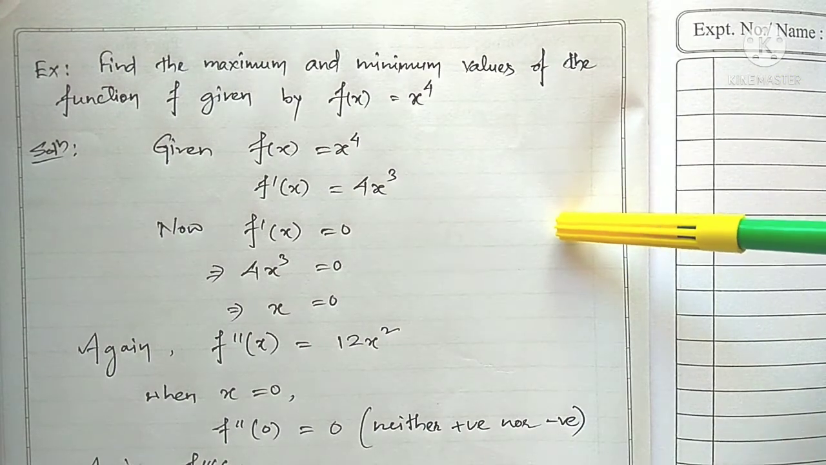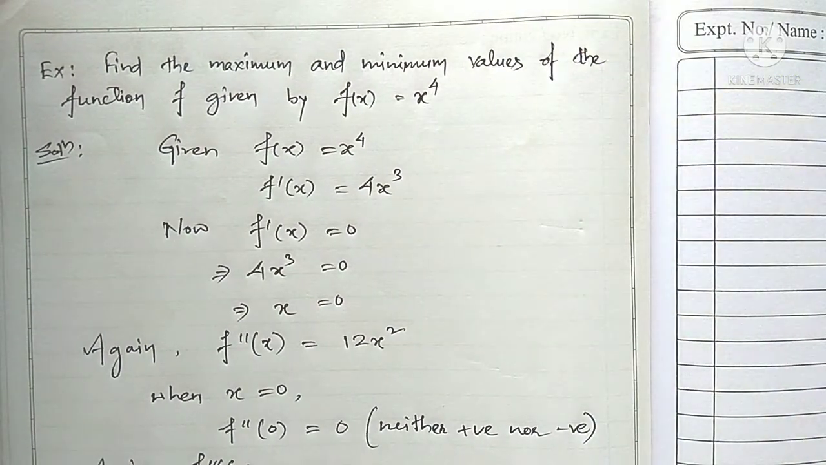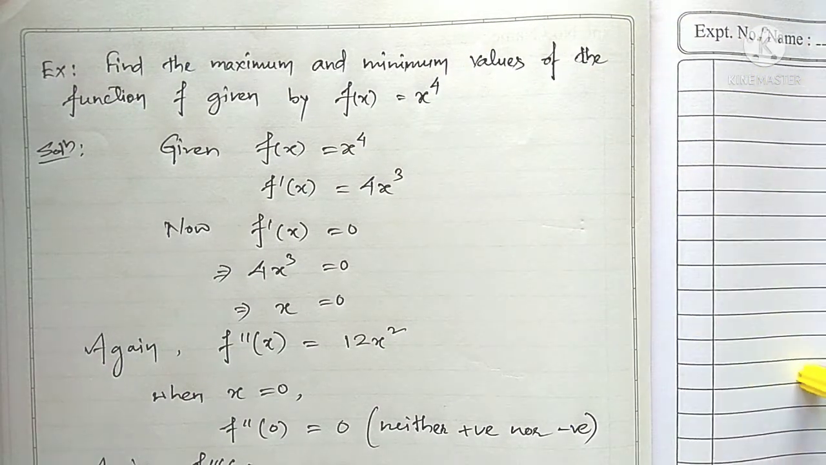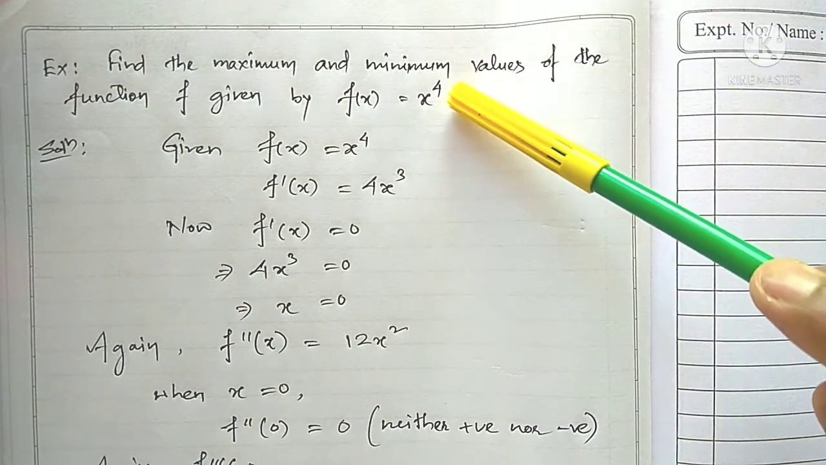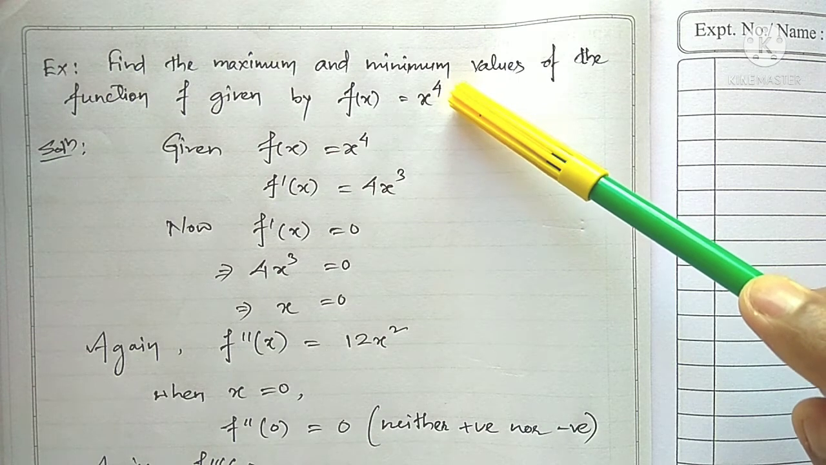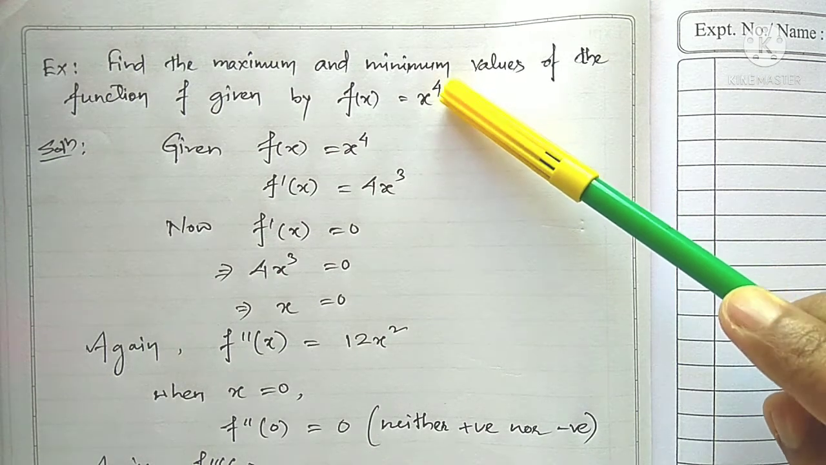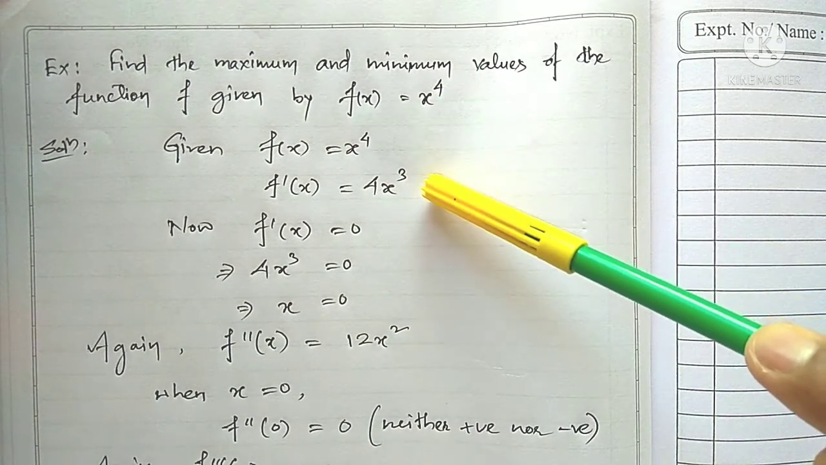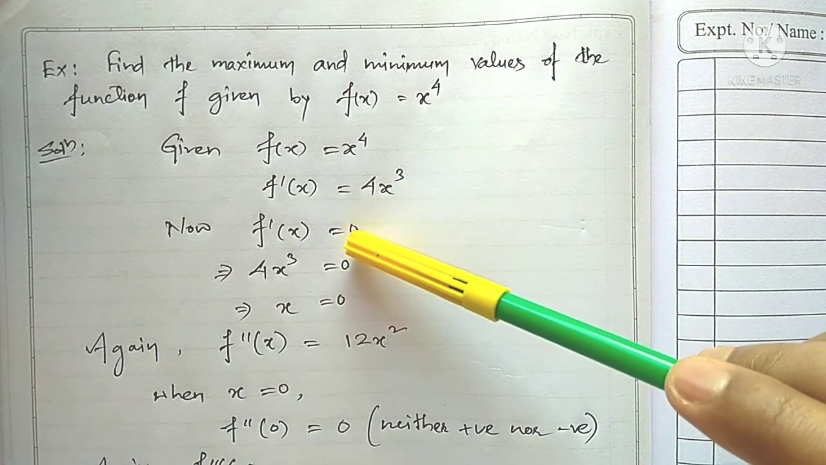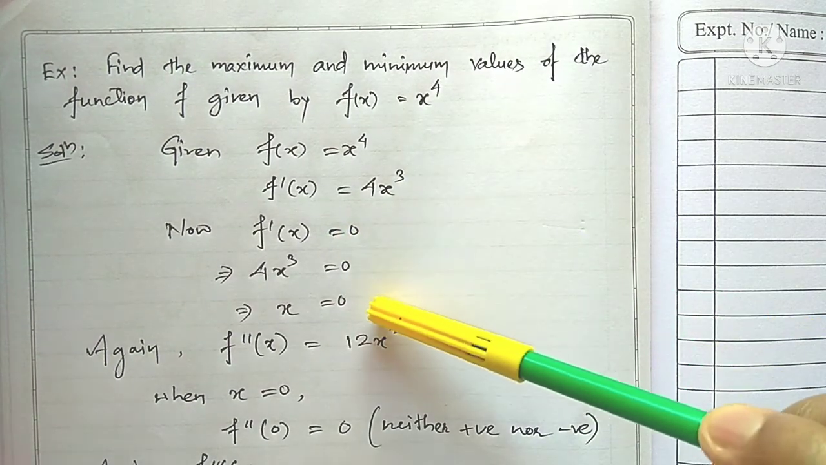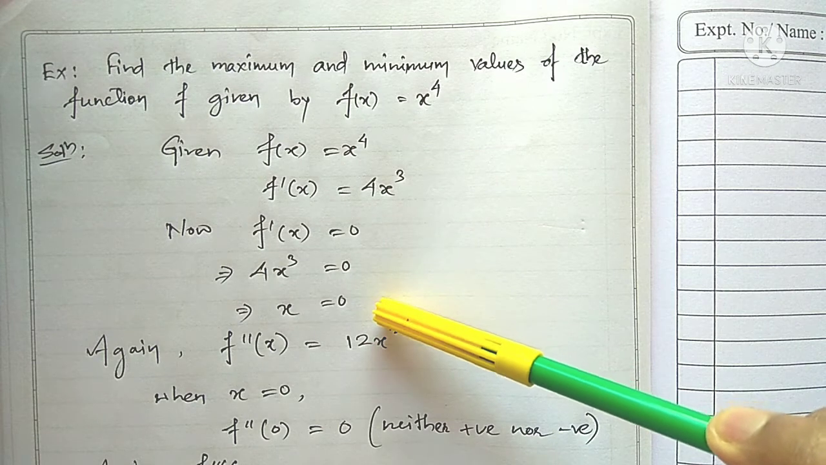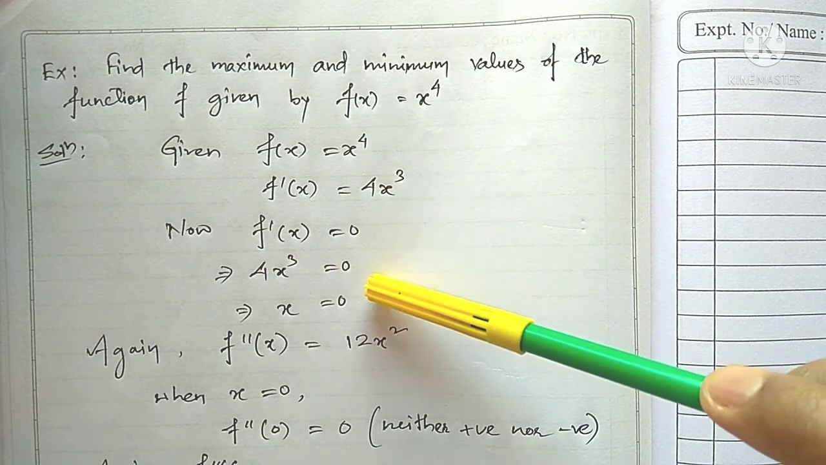So the question given here is, find the maximum and minimum values of the function f given by f(x) equals x to the power 4. We have to differentiate this. First step, all of you know, we differentiate, then we get 4x cube, and then we put f dash of x equal to 0, and from here the critical point we get is x equal to 0.